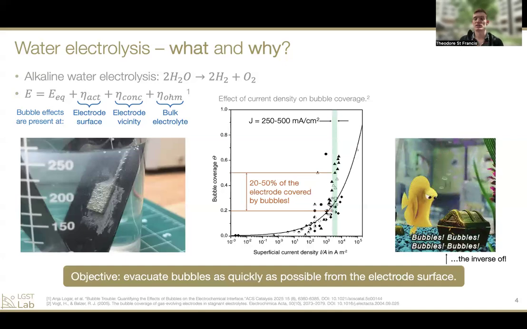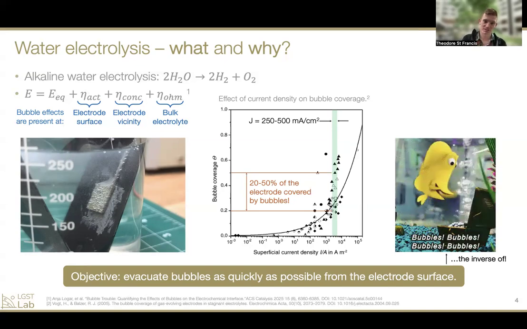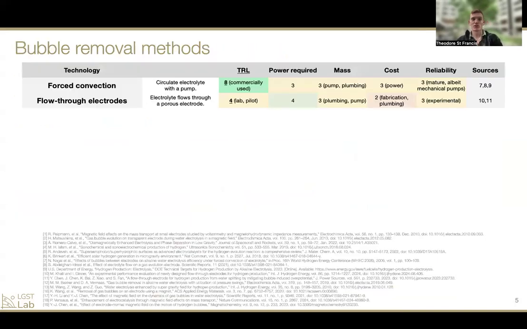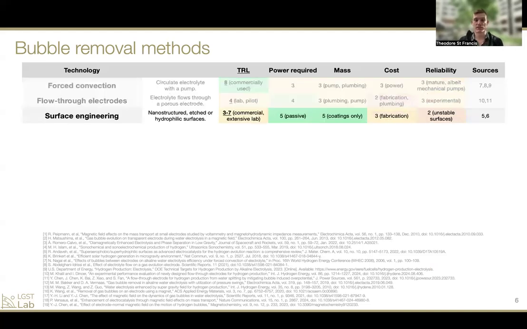And so our objective for these processes is to evacuate bubbles as rapidly as possible, or the inverse of the Finding Nemo moment. There are a variety of ways that this can be done. Two of the most common are forced convection, where the flow of the electrolyte is directed past the electrode surface to pull bubbles off, detaching them sooner, and thus reducing those overpotentials. Flow-through electrodes are emerging in research and applications, in a lattice structure so that the forced convection can occur more effectively.